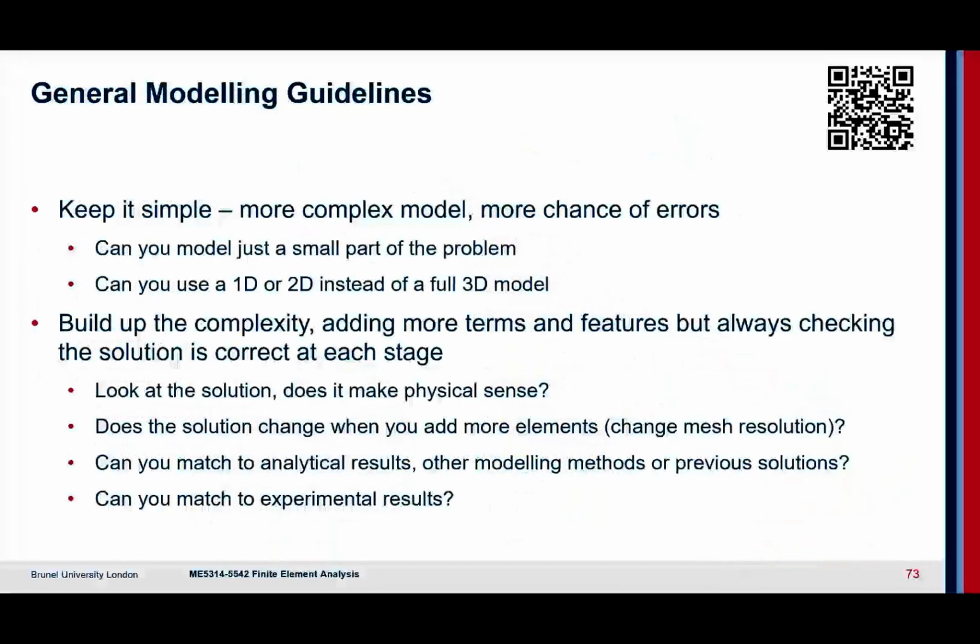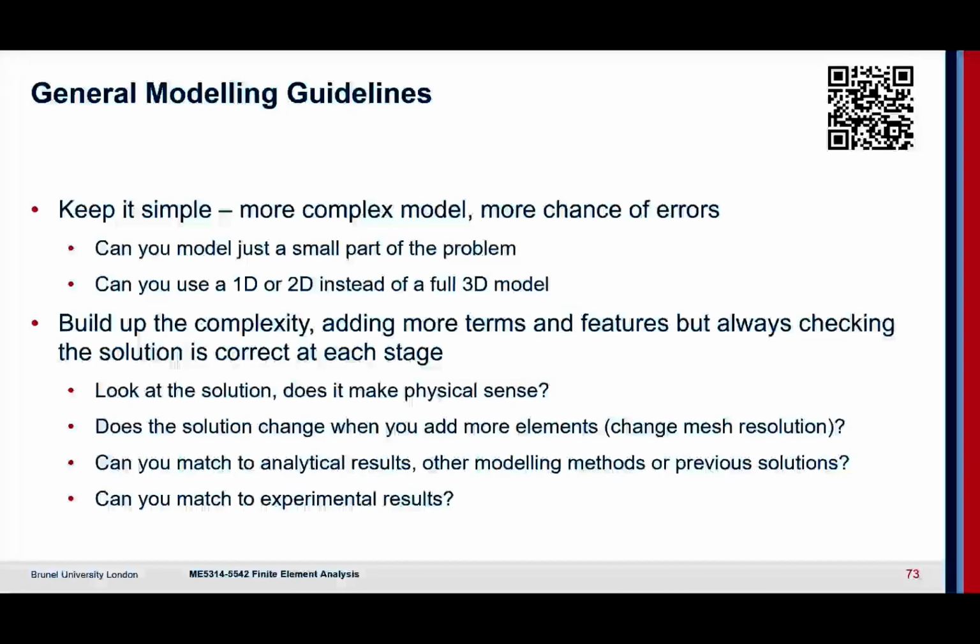So some general modelling guidelines. Keep it simple. The more complex a model is, the more chance of error you have. And you'll see this with your exercise. The more terms you incorporate, the more chance you'll make a mistake. So you should always stop and think, can you make the problem simpler? Can you model just, say, a small part of the problem? If you want to model an entire car just to find out whether, say, the wheel will fail, can you model just, say, the axle?